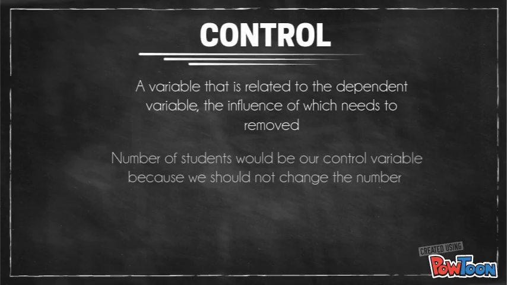Control: a variable that is related to the dependent variable, the influence of which needs to be removed. Number of students will be our control variable, because we shall not change the number.